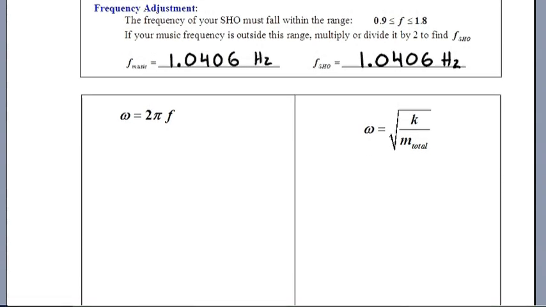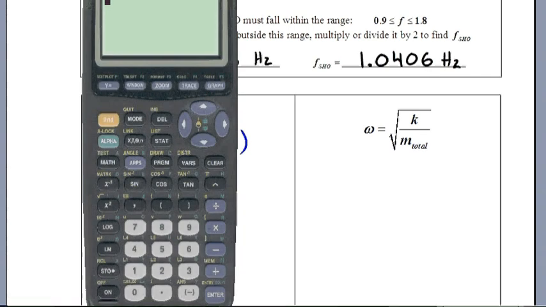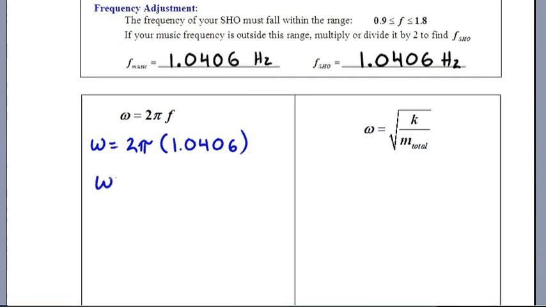Okay, here's the calculation. The omega is like the math 12 frequency, and the F is like the physics frequency. So we need to do some converting here. So the omega would be 2 pi times this 1.0406. Okay, well that's still on my screen, so times 2 pi, 6.5382. Just a different way of talking about how fast this thing is actually bouncing. That's going to be measured in radians per second instead of cycles per second.